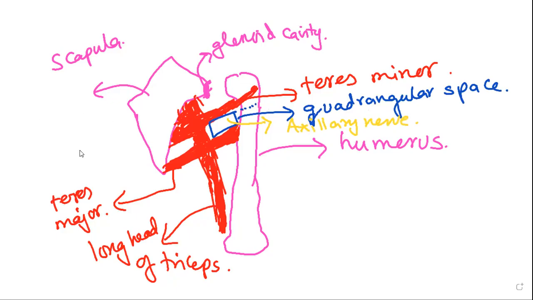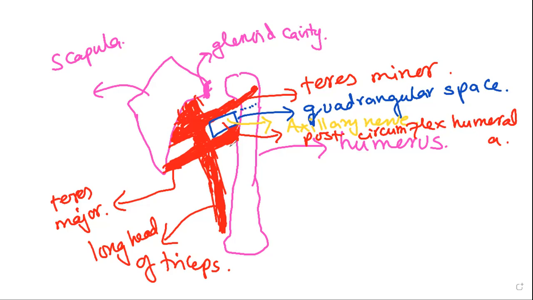Second, an artery is passing from here. That is your posterior circumflex humeral artery. Posterior circumflex humeral artery. Okay. So from the quadrangular space, the axillary nerve is passing and the posterior circumflex humeral artery is passing.